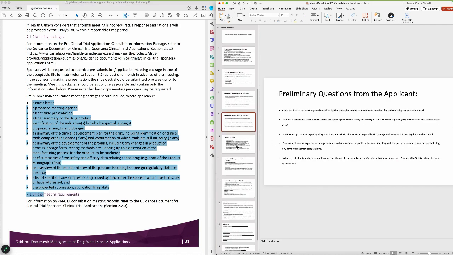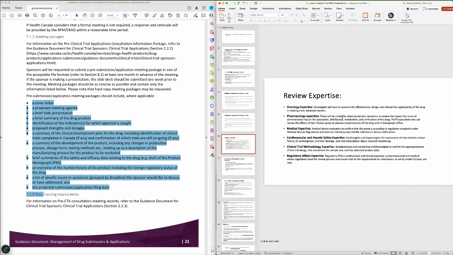Then we talk about, again, the review expertise. So here, for example, we talk about oncologists who will have to examine the effectiveness, design, and clinical trials. We can now talk about the pharmacology expertise, the medical expertise. These are the types of expertise that we need in order to respond to the questions, based on the preliminary questions in the last two slides that I showed you.